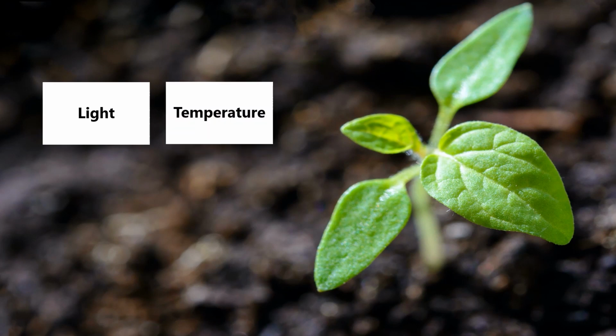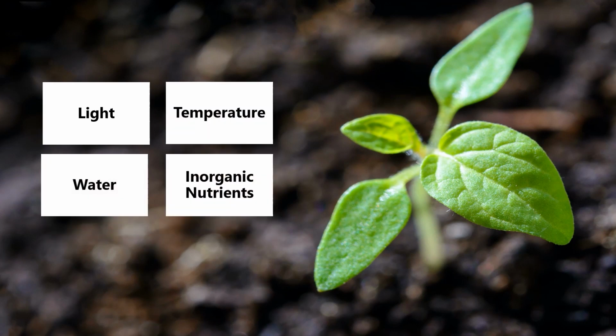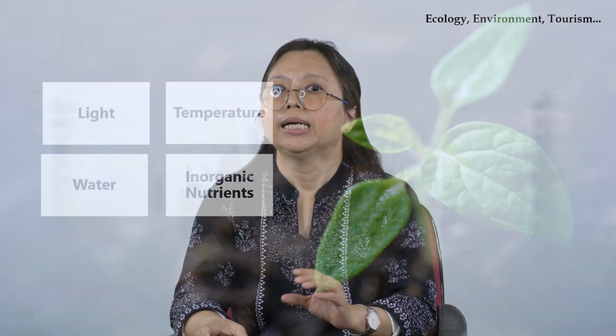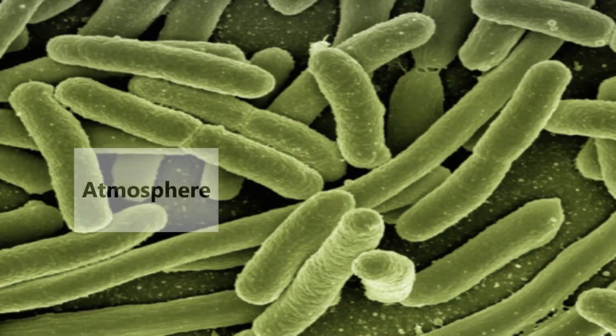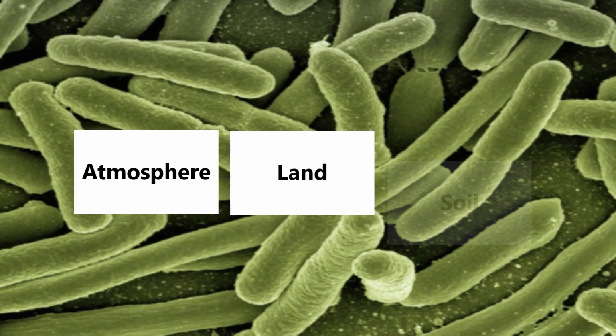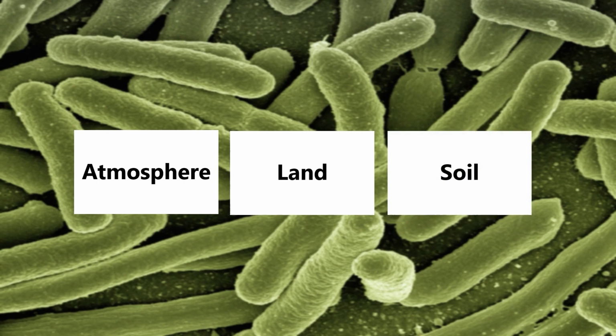For example, a plant requires sunlight for manufacturing its food, for photosynthesis. It requires light, temperature, water, and inorganic nutrients for its growth. Animals depend on the plants for food and shelter. And also the microorganisms, which are minute organisms, may be present in the atmosphere, it may be present in land, it may be present in the soil, etc.